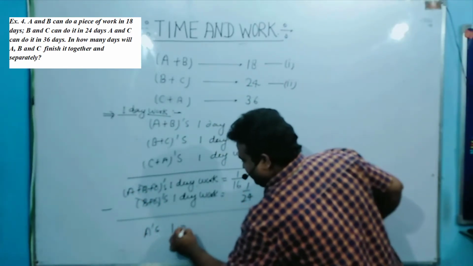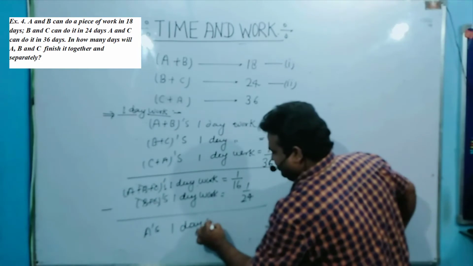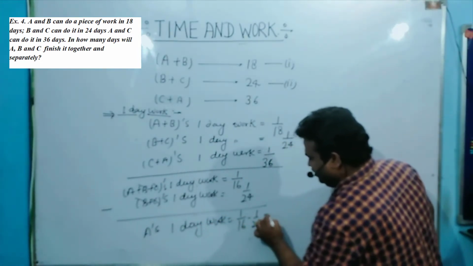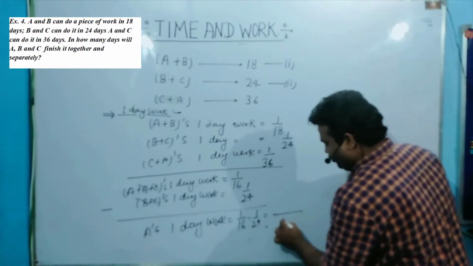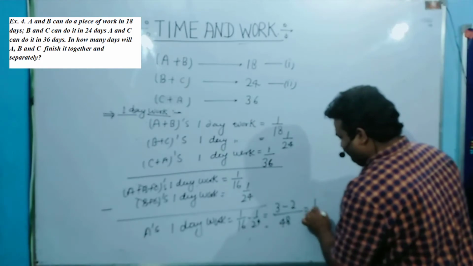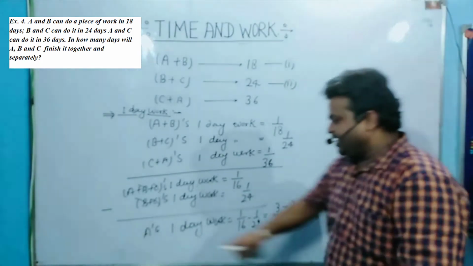So A's 1 day work is how much? A's 1 day work is equal to 1 by 16 minus 1 by 24. So this is 24, 48 is the LCM, 3 times and this is 2 times. So you will have 1 by 48. So this is A's 1 day work.